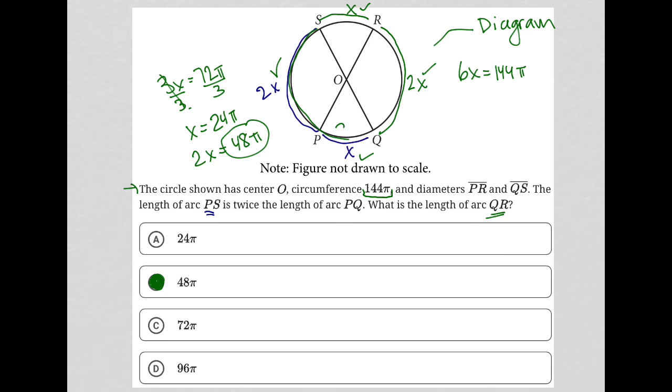So this is 24 pi. This is also 24 pi. But these here are 48 pi's. And if you do the math, you'll see that all of them add up to 144 pi, as the question told us they would.